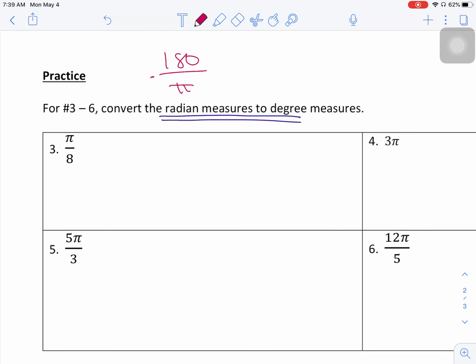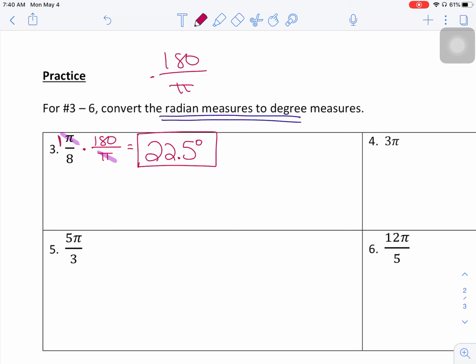So problem number 3 here, I have pi over 8. I'm going to multiply this times 180 over pi. So my 2 pi terms cancel out. That has to happen when you are converting radians. Instead of having pi here, I'm going to put a 1 as a placeholder, so that way I can put this in my calculator as 1 over 8, so 1 divided by 8, times 180. And this is going to equal 22.5 degrees. So make sure when you're changing to degrees that you associate the degree symbol with it.